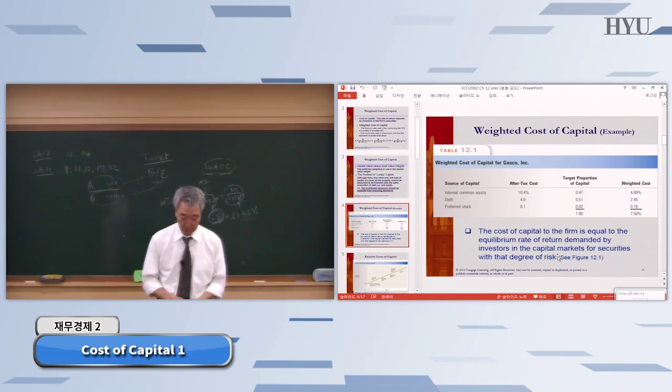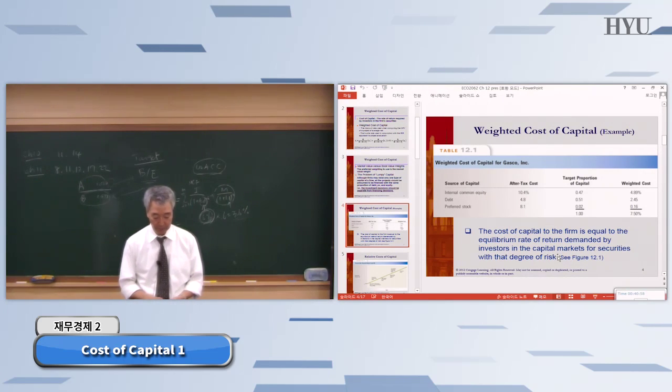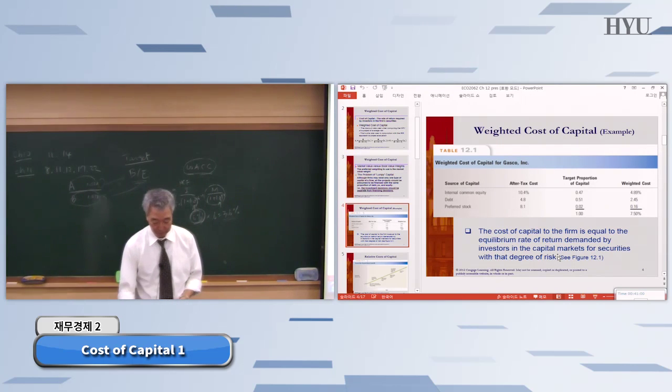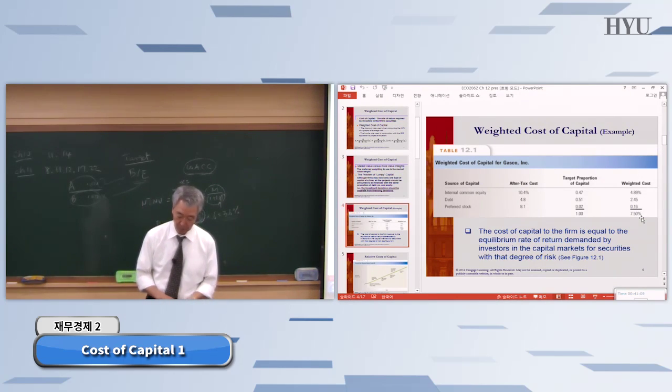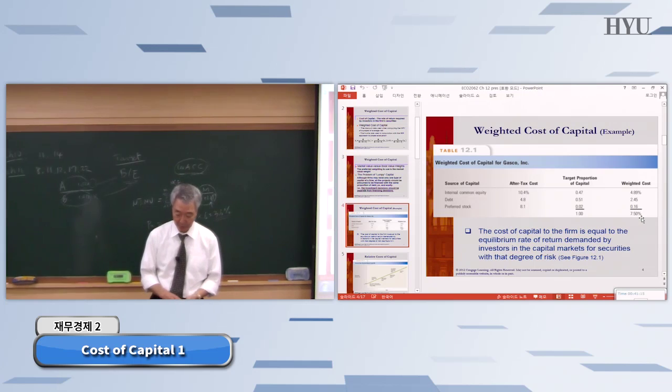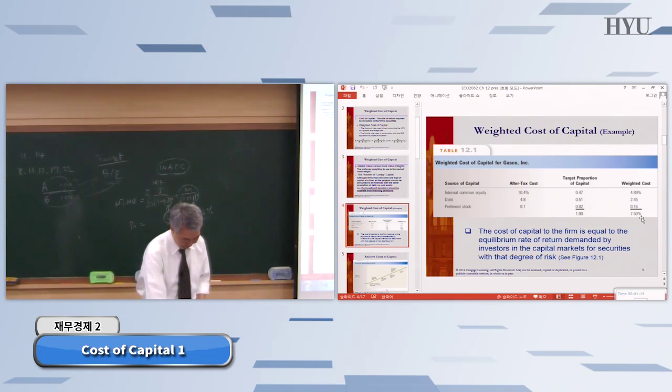Okay? So you just multiply 10.4 by 0.47, you come up with 4.89. 4.8 times 0.51 is 2.45. So when you add them up, we come up with 7.5% for WACC, weighted average cost of capital. Okay, that's how we calculate weighted average cost of capital.